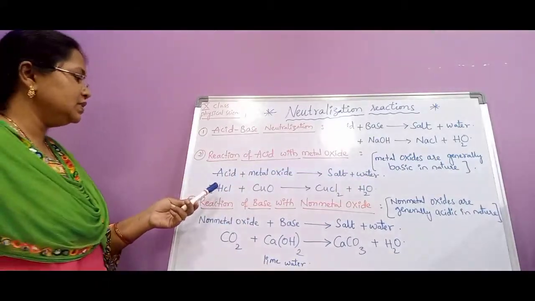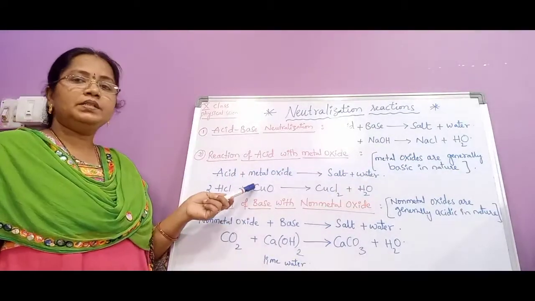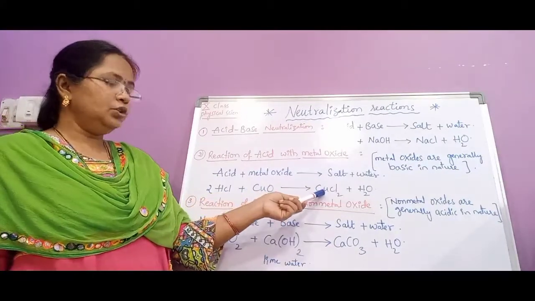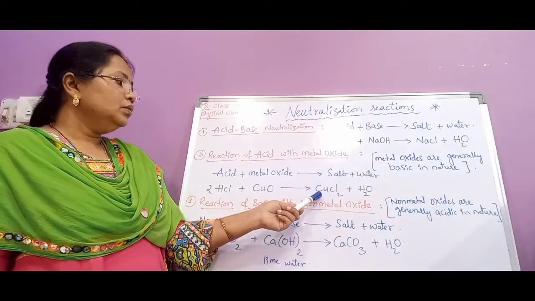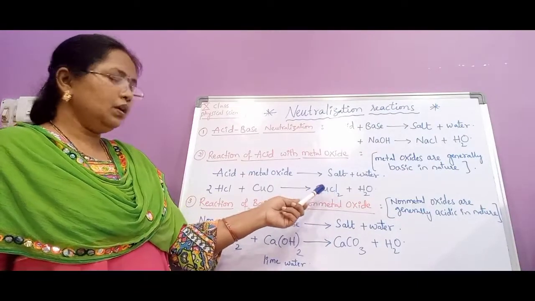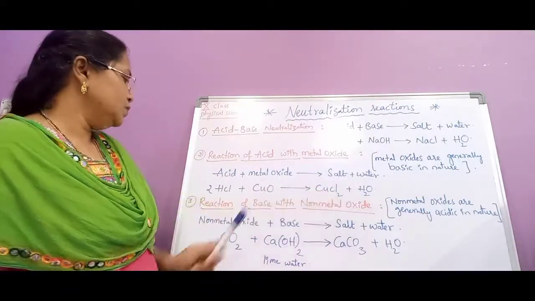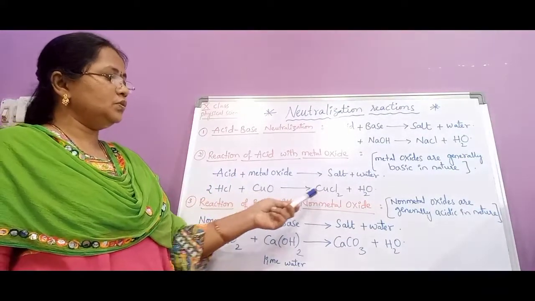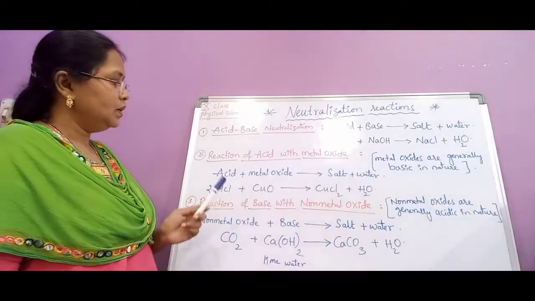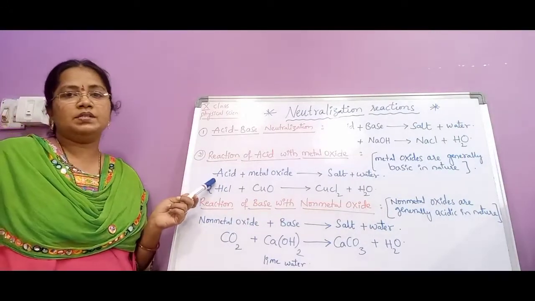The acid here we have taken is hydrochloric acid, HCl, and the metal oxide is CuO, copper oxide. Due to this reaction, the salt that we will get is cupric chloride and water. So 2HCl plus CuO gives rise to CuCl2 plus H2O. This is also similar to the neutralization reaction.